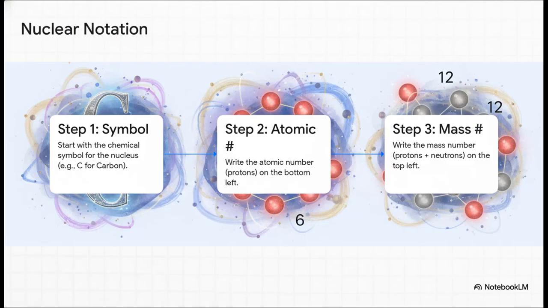So physicists have a really simple shorthand to describe any nucleus, which is pretty handy. Let's take carbon-12 as our example. You see the C? That's just the symbol for carbon. Easy enough. The number on the bottom left, the 6, that's the atomic number. That tells you how many protons it has. And the number on the top left, the 12, is the mass number. That's the total count of protons plus neutrons. So with just those 3 little things, you know the exact recipe for that nucleus.